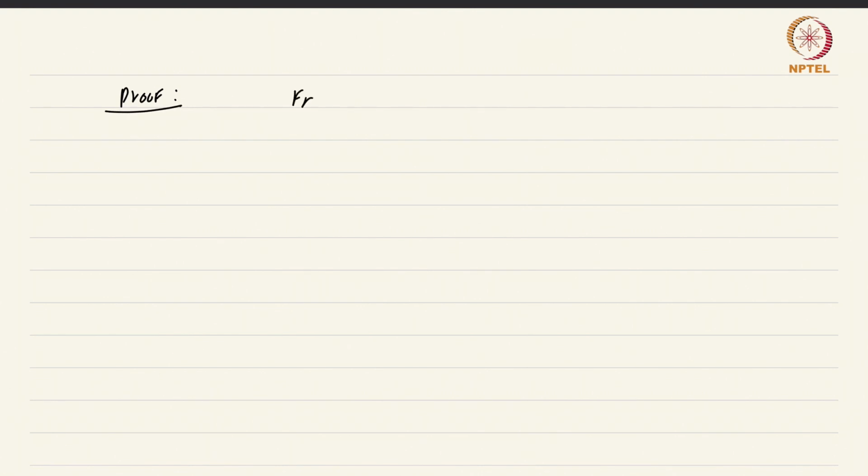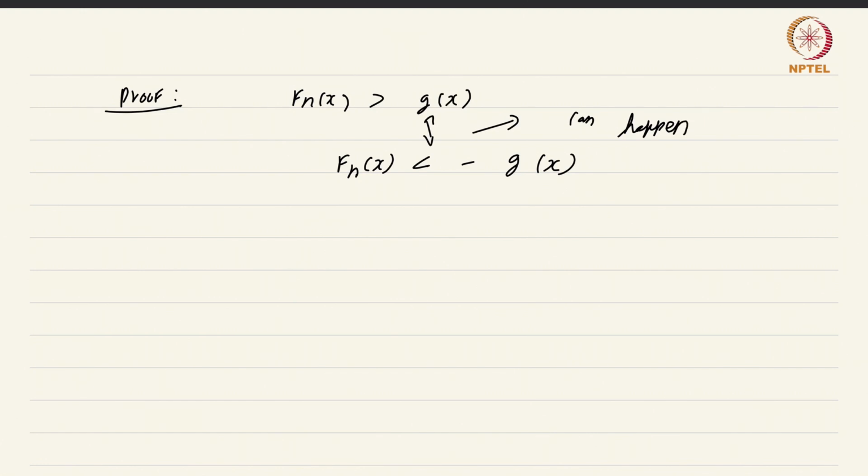Now, what can happen? It can happen that fn of x is greater than g of x, or fn of x is less than minus g of x. Both of these can happen. At those points where fn is less than g of x and fn is greater than minus g of x, we have that mod fn of x is less than or equal to g of x. But there could be many problematic points where either fn is greater than g or fn is less than minus g. So what we are going to do is modify fn to get rid of bad points.